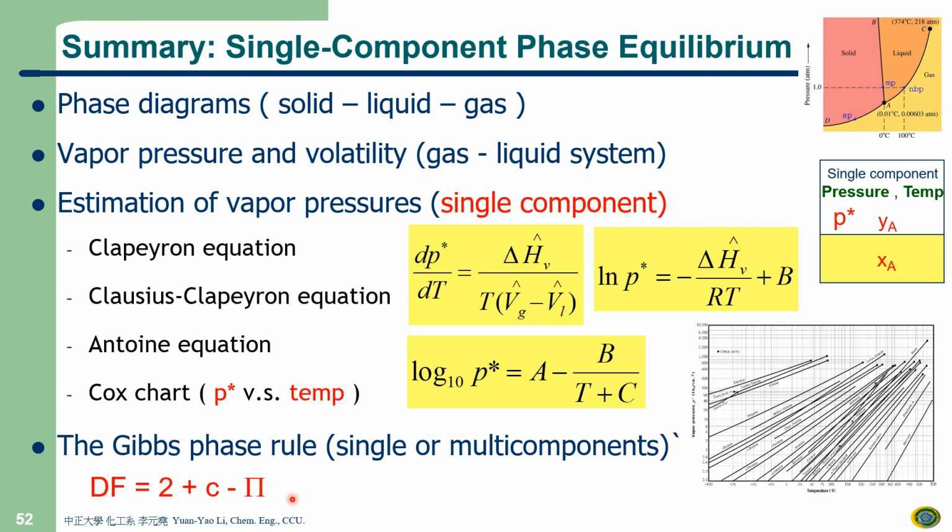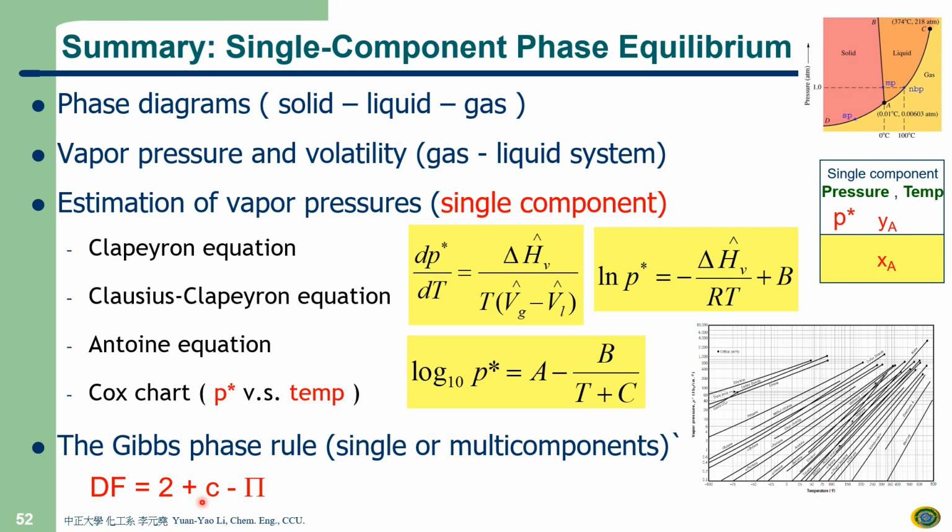Okay. All right. C is component, right? How many species in this system? Pi is the phases. How many phases in this system? So if dF is 2 plus C minus pi, that means it depends on the degree of freedom analysis for the Gibbs phase rule. If dF is 0, that means the system is fixed. If dF is 2, that means 2 pieces of information are required in order to complete this system.